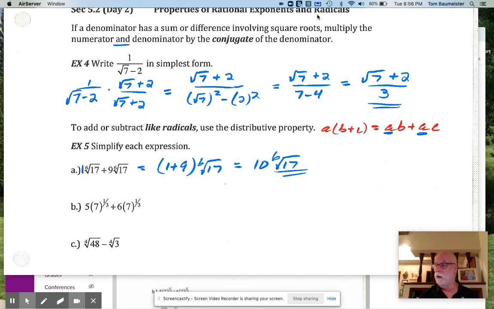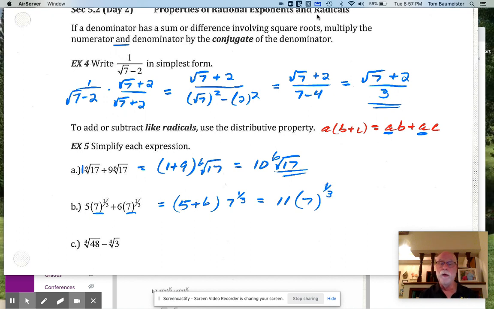I'm going to do the same thing on the other ones. So again, I have a 7 raised to the 1/3 power. So I'm going to take out the 5 plus 6. And then I have 7 raised to the 1/3 power. And 5 plus 6 is 11. So I'll have 11 times 7 raised to the 1/3 power.